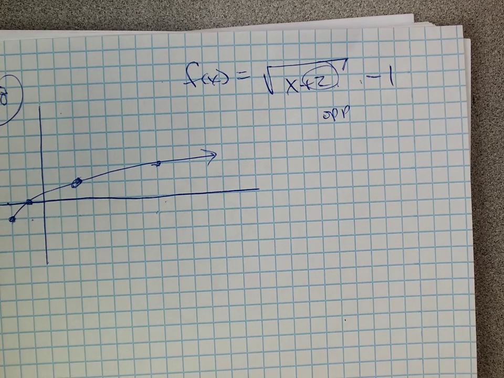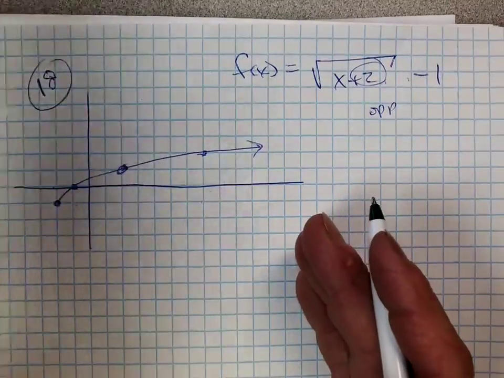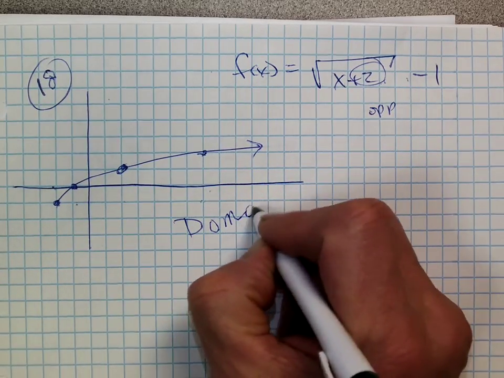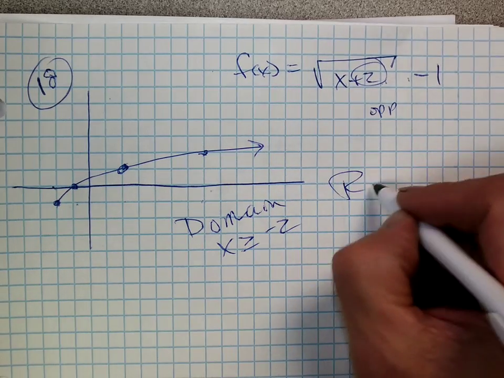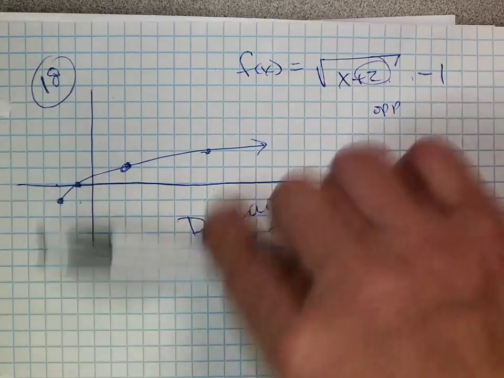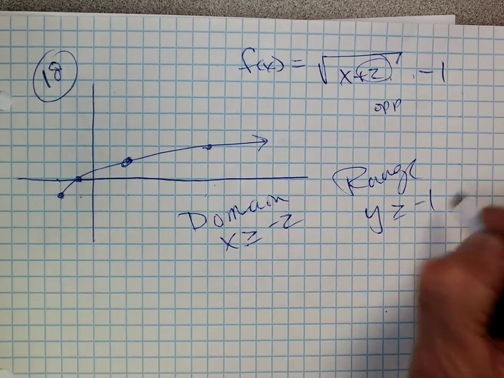Now domain. Let's think about domain. Domain is how wide. It doesn't have anything back here at all, right? So the domain has got to be x is greater than or equal to negative 2. And the range is how high. It doesn't have anything down here, but starts at a height of negative 1. Y is greater than or equal to negative 1. Okay?